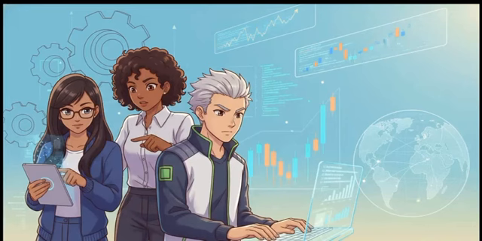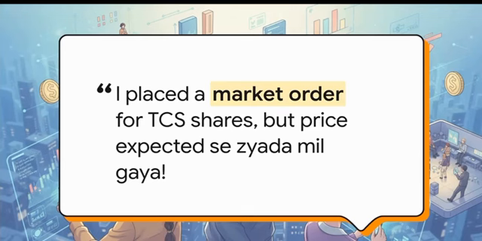Let's make this real. Part 3, case study trading TCS. Picture this. A group of friends are hanging out discussing their recent trades. We've got Rahul, an everyday investor, and he's staring at his portfolio app in total shock. He says, "Wait, I placed a market order for TCS shares, but the execution price was way higher than I expected." Poor Rahul just experienced the harsh reality of that speed versus price trade-off we just talked about.